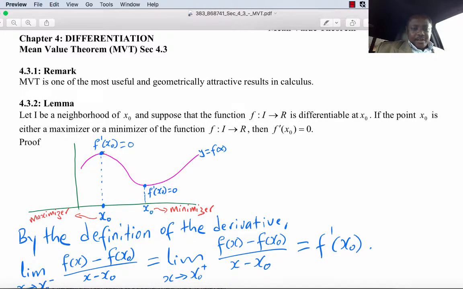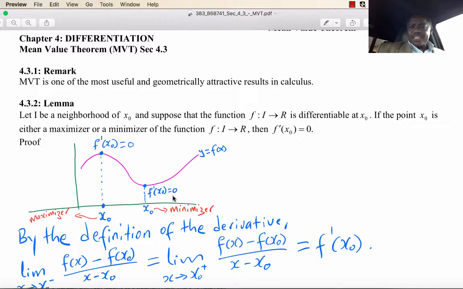So right here we have the point x0. That's our function y equals f of x. This point is a maximizer because f of x0 is bigger than all the points around this area, at least a local maximizer, if we can put it that way. The first derivative at x0 is 0. x0 here is a minimizer. The first derivative at x0 is 0.